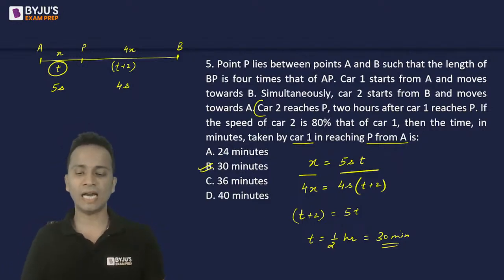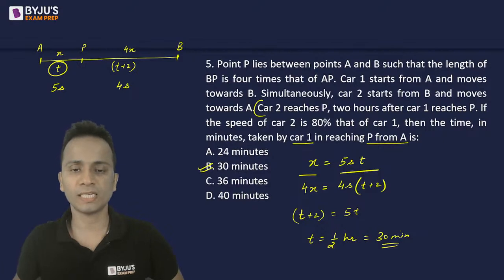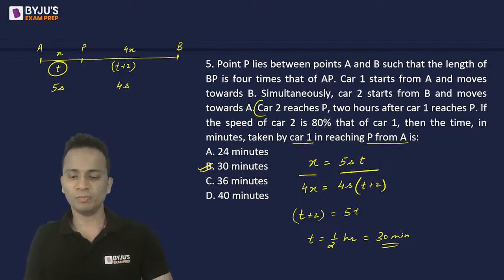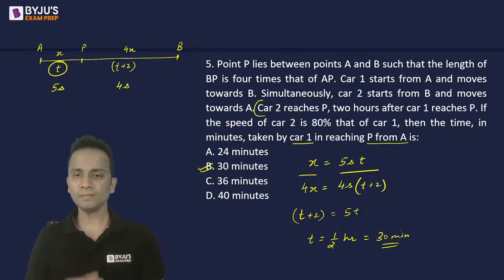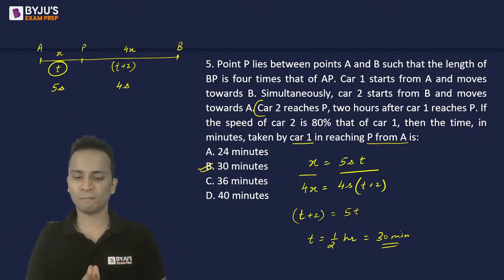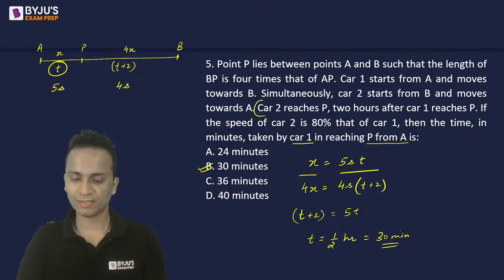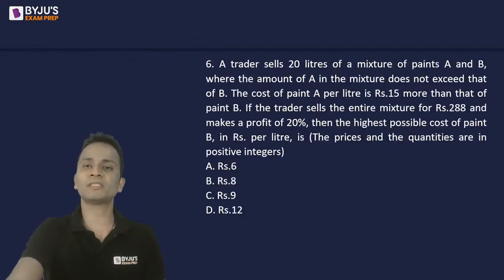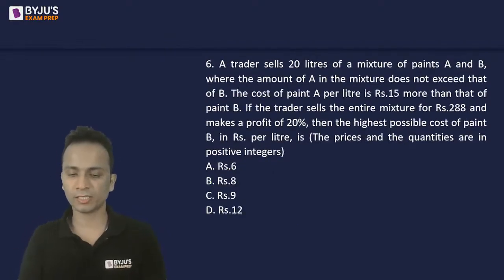So have a look at whatever I have done. In case you have any kind of doubt, I'm still waiting for you for the next 15-20 seconds. Else we'll move on to the next question, question number 6. Any doubt, any problem? I've used a very basic, very simple way of finding the answer. So the correct answer here is option B, that is 30 minutes. Let's move on to look at the next question, question number 6.